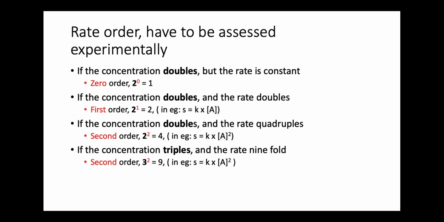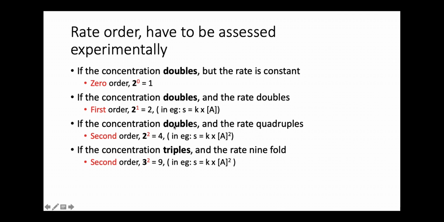So a couple of things. If the concentration doubles, but the rate is constant, we call it 0 order. Because we double, it's times 2. You see the 2 over here everywhere. 2 to the power of 0 is 1. So concentration doubles, rate is constant, 0 order. We call it first order when my concentration doubles and my rate doubles. 2 to the power 1 is 2. For example, in S is K times A.